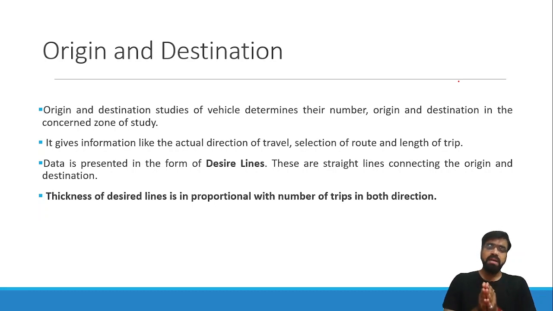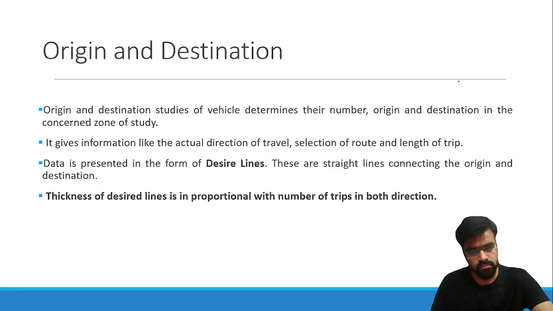So if we compare route 1, route 2, route 3 between one origin and destination, we will be able to say that the desired line having maximum thickness is the priority route. So this is how we define the priority route, or we define the route choice of the commuters.